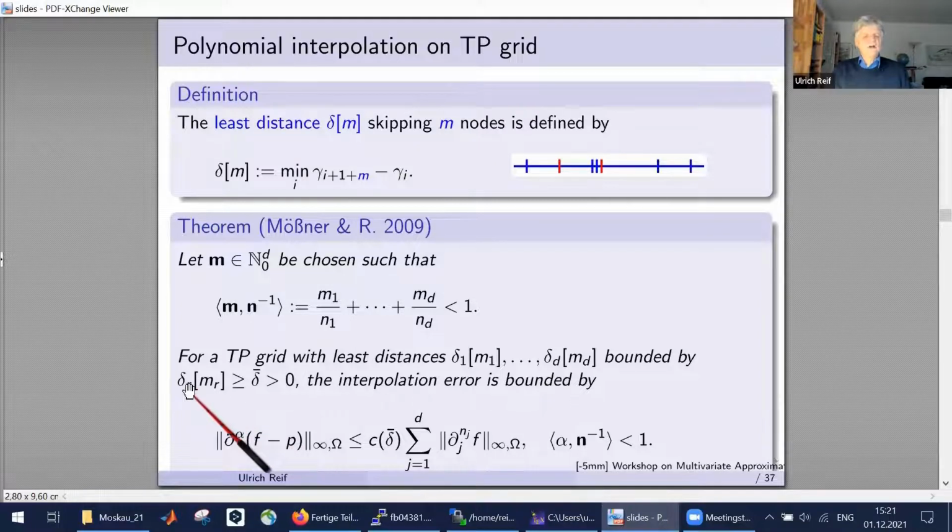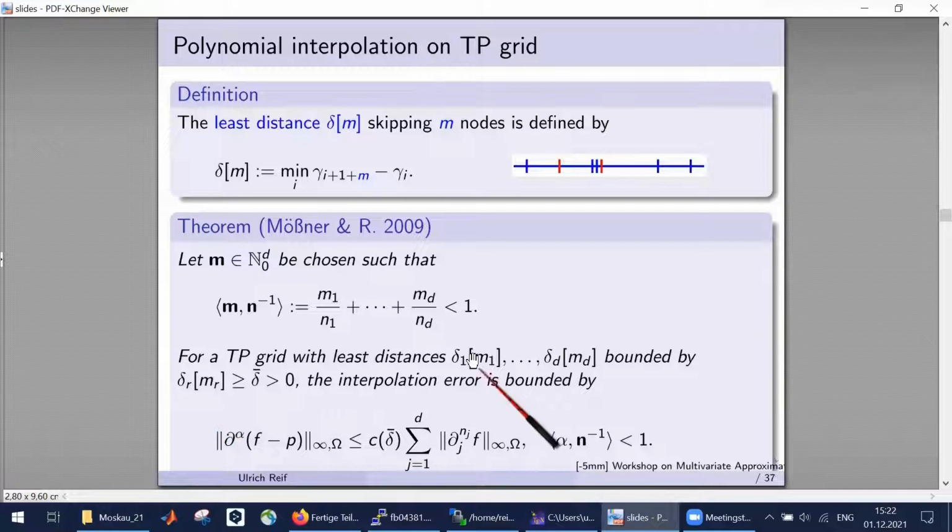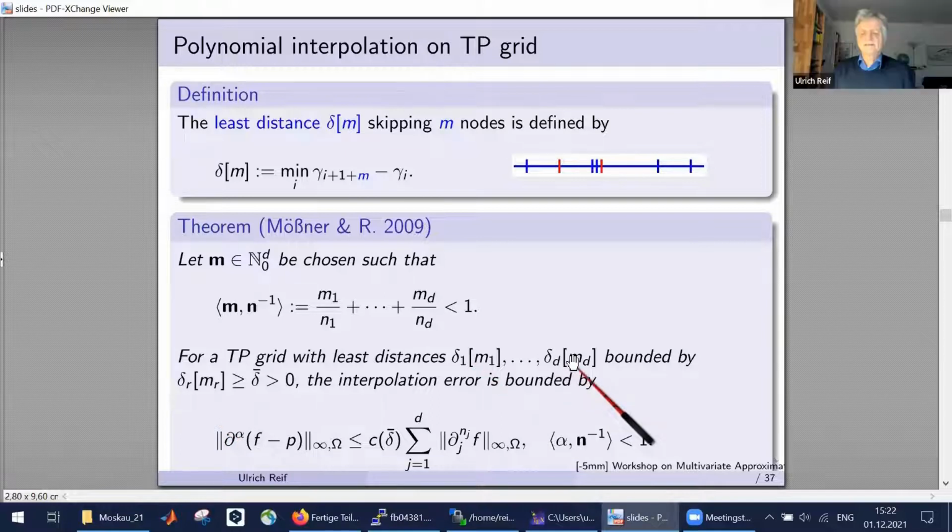Okay, this is just for all R from 1 through E. So we can choose the best way. Yes. All these distances have to be bounded away from 0 by this uniform constant, and then you get the estimate. And in a sense also for partial derivatives up to order alpha, where again alpha has to be less than n in this special sense.